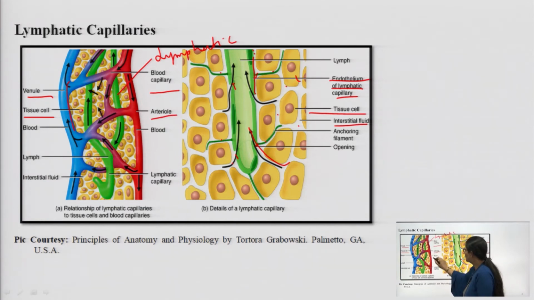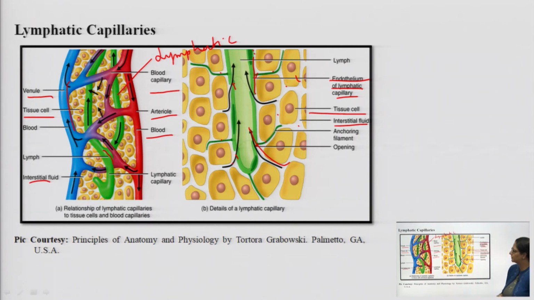So this is the diagrammatic presentation. This is the arteriole, having the blood, this is the venule having the impure blood, and the green capillaries are the lymphatic capillaries having the lymph, and the yellow portion is the tissue cell having the interstitial fluid in between them. So this is the pictorial presentation of lymphatic capillaries.